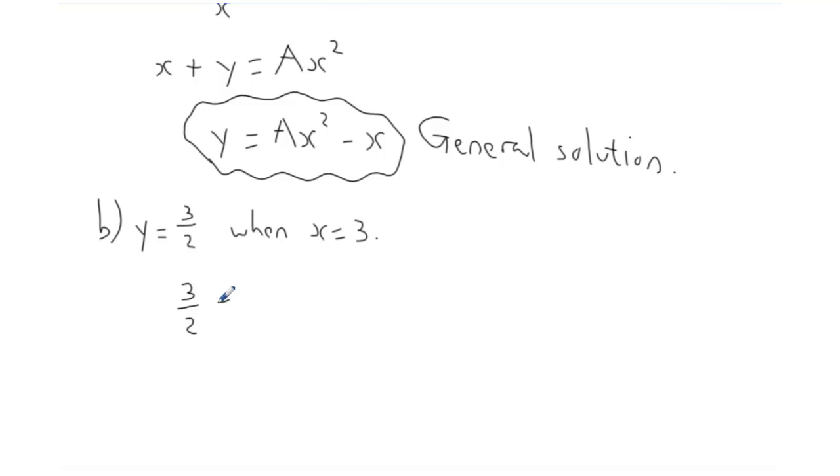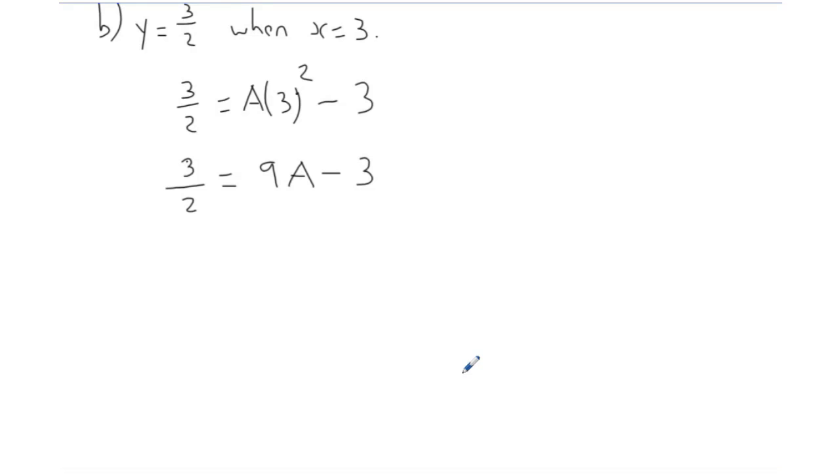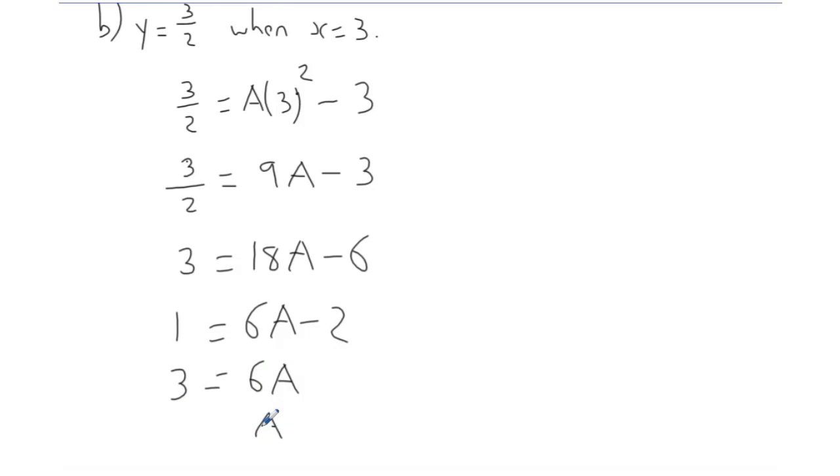So 3 over 2 equals a times 3 squared, minus x, which is minus the other 3. So 3 over 2 equals 9a minus 3, probably multiply through by 2 at this point. So that is going to be 3 equals 18a minus 6. Divide through by 3, so 1 equals 6a minus 2. 6a is going to be 3, so a must equal 3 over 6, which is 1 over 2.